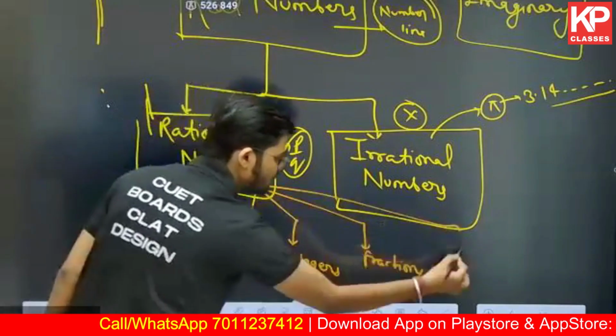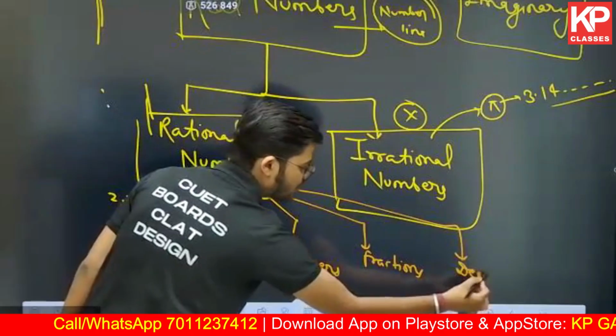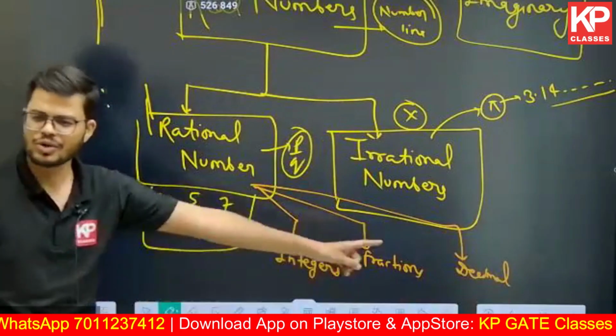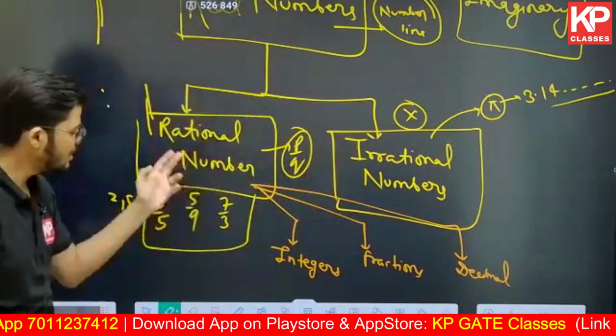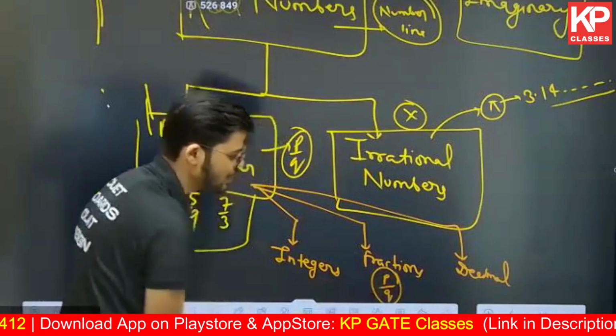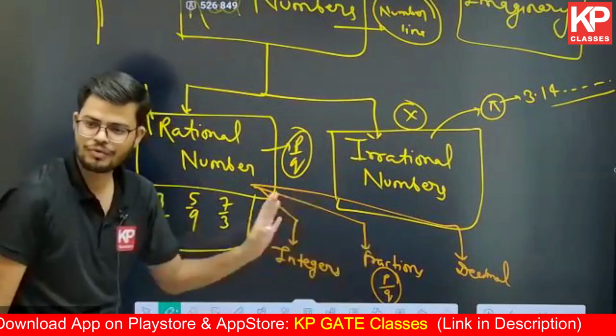Now this is something which is important to understand. Decimals we already know: 2.3, 5.9, 7.6. These are examples of decimals. Fractions are those which can be written in the form of P by Q, which can be denoted in this format. These will be examples of fractions.